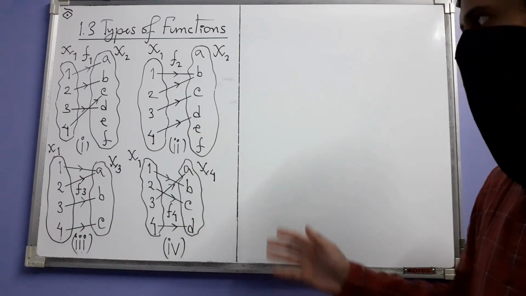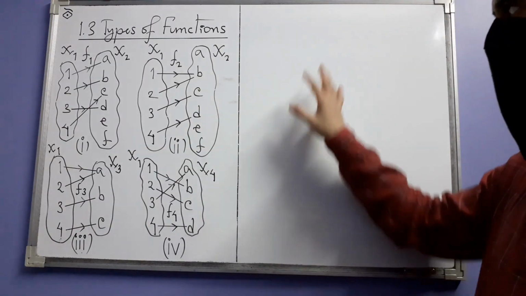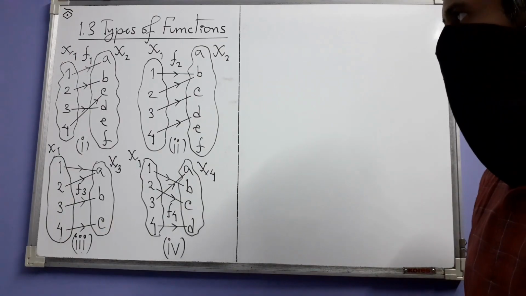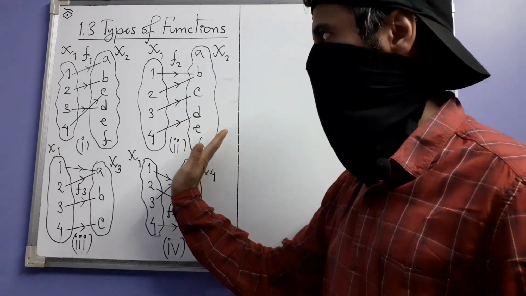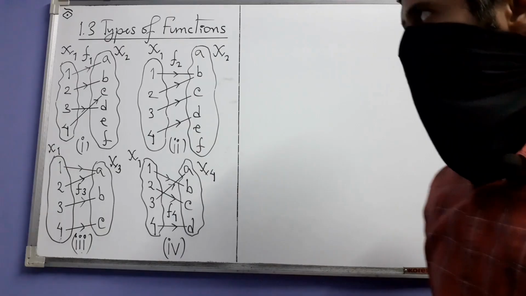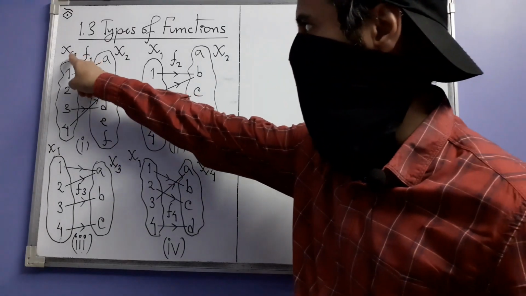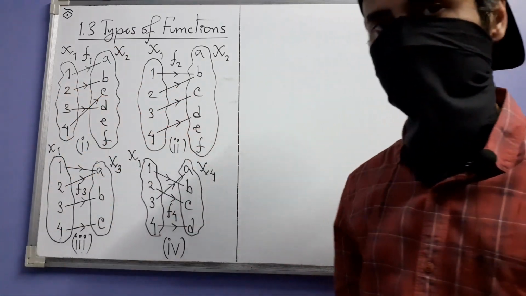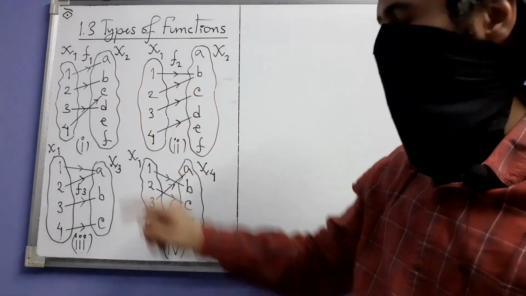You may be wondering why I drew all the diagrams on this side. That is because I am going to write something here and then we are going to need these diagrams. So don't get confused. Let us first focus on the upper left hand diagram. You see two sets here, x1 and x2. x1 consists of 1, 2, 3 and 4 and x2 consists of these letters a, b, c, d, e and f.